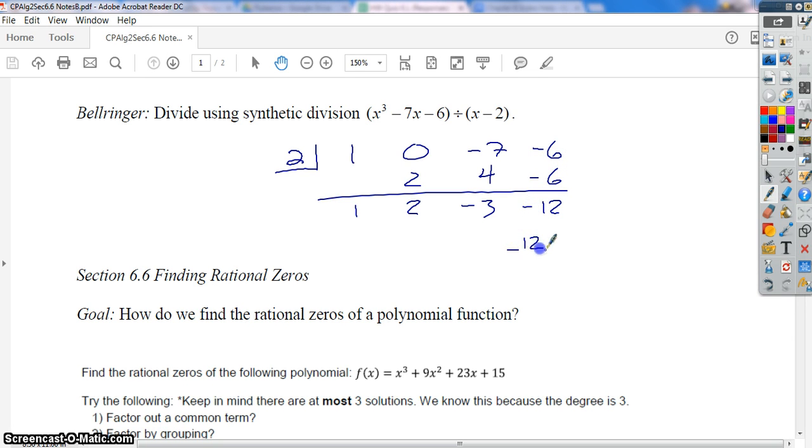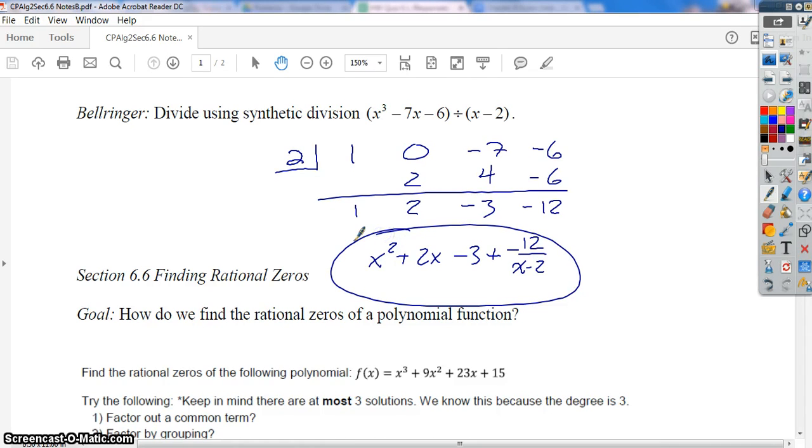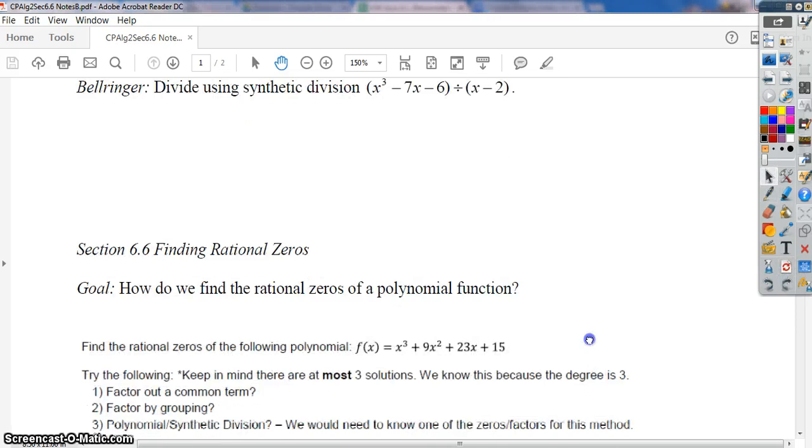So this is -12 over x minus 2, minus 3 plus 2x plus x squared. There's your bell ringer, okay? So that's synthetic division. That's definitely something you would know before you would want to come into this section. So let's jump down into our actual new notes.